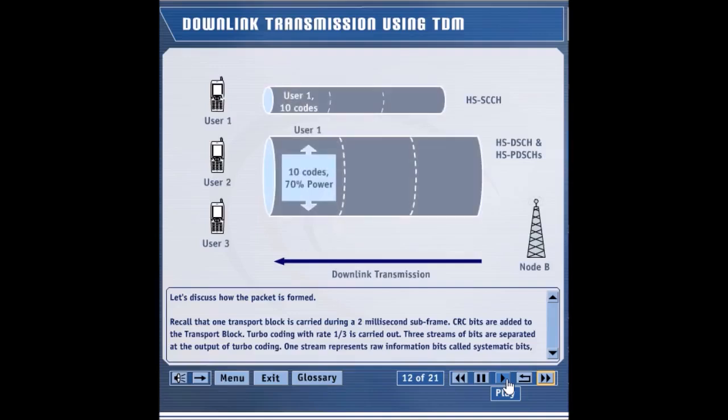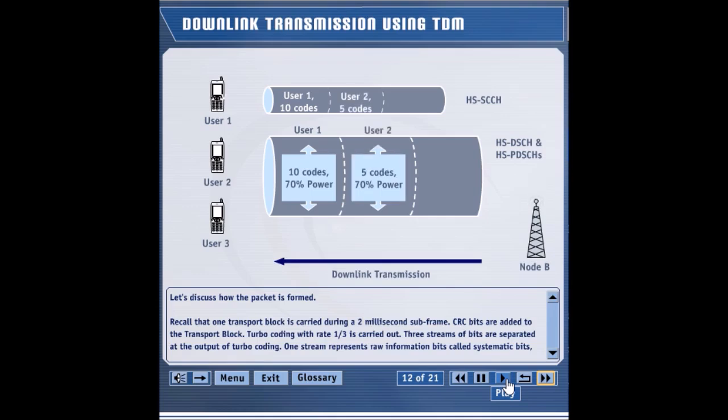First, the HSSCCH subframe indicates that the data is for user 1. HSSCCH also provides relevant information on how to interpret and decode the associated HSDSCH. User 1 starts decoding the data transmitted on the HSDSCH using 10 OVSF codes.